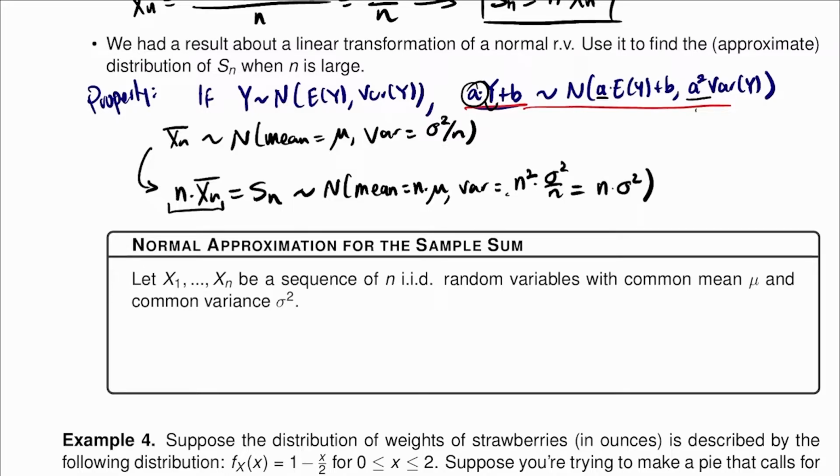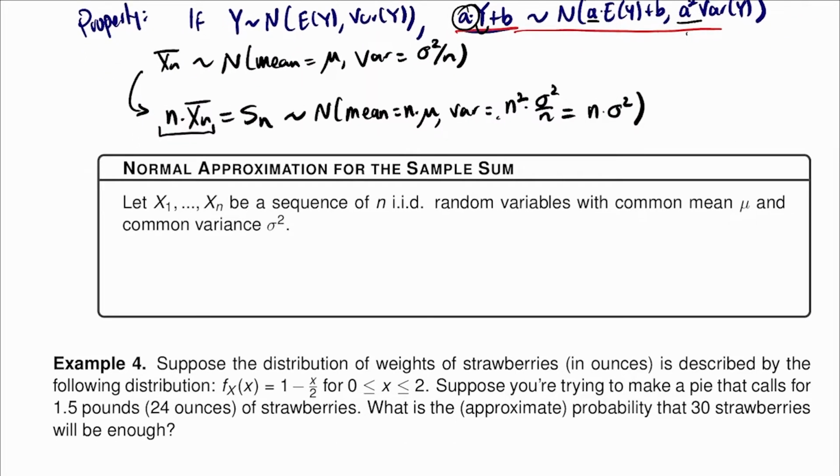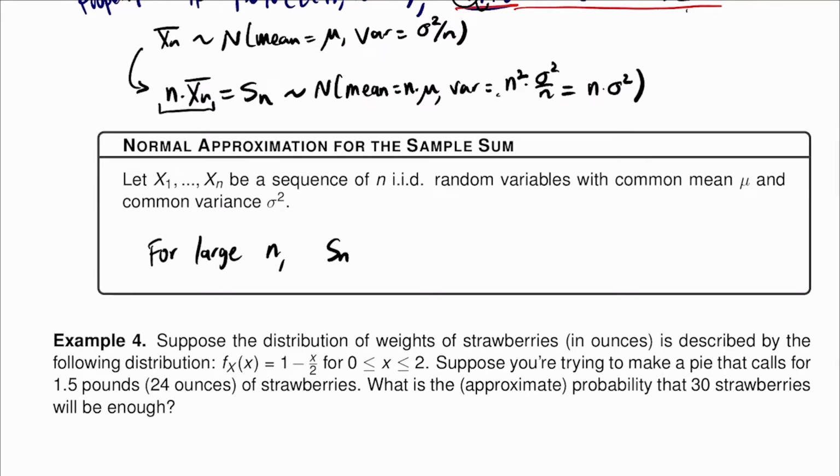So the result that we have is that, under the same setup, for a large sample size the sample sum is normally distributed with mean n times mu, where mu is the expected value of the random variables, and the variance is n times sigma squared. This sigma squared is the variance of the random variables.